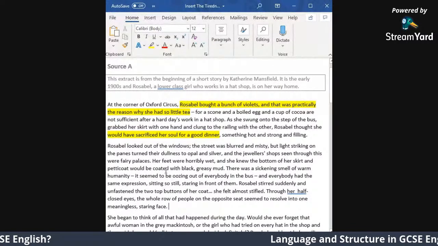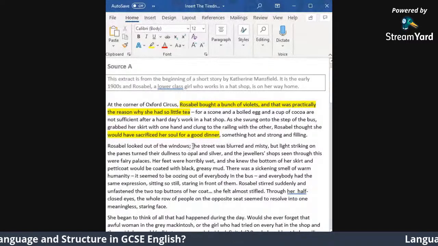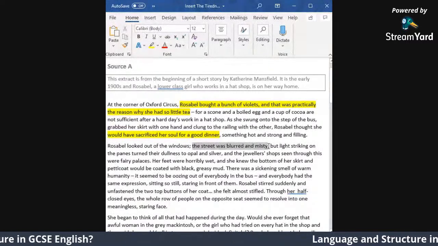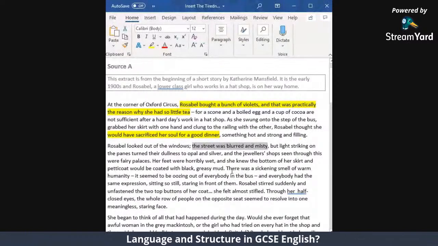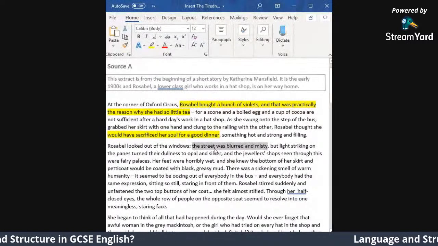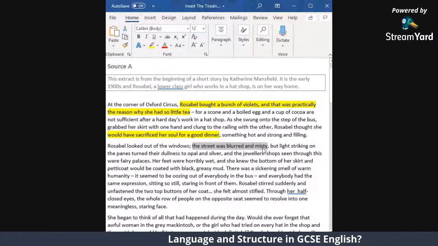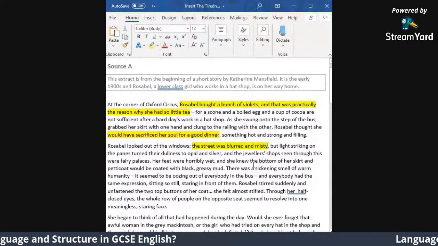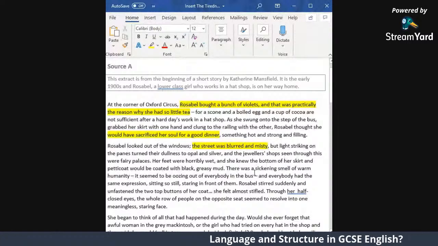So Rosabelle looked out of the windows. The street was blurred and misty. Now, when we start looking at weather references, these can be on two sides. It's a technique known as pathetic fallacy, which sets the mood and the tone. If the street was blurred and misty, obviously that would give an impression of quite a miserable day, and it's not a positive element.